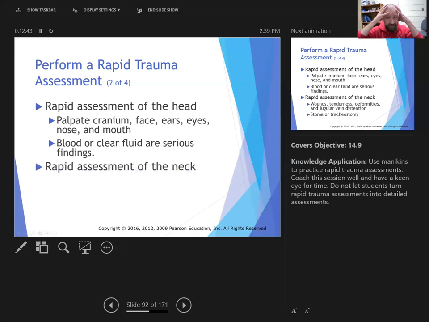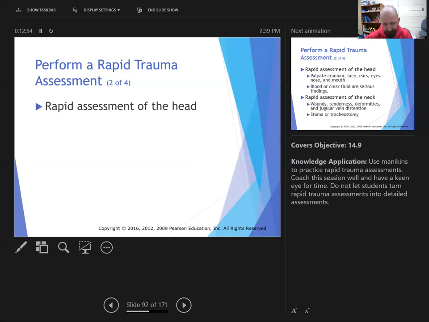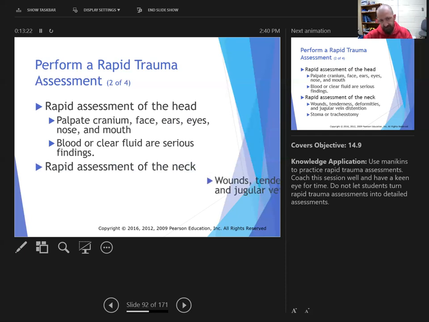After we've done the face and the head, we're going to move down to the neck. We're going to go down the body real quick with this performance of the rapid trauma assessment. One thing I should have said at the beginning is that, from head to toe, we're looking for DCAP-BTLS: deformities, contusions, abrasions, punctures, penetrations, burns, tenderness, lacerations, and swelling. I'm looking for that everywhere. So we've gone through the head, we're looking for DCAP-BTLS plus this other stuff. Now we get to the neck.